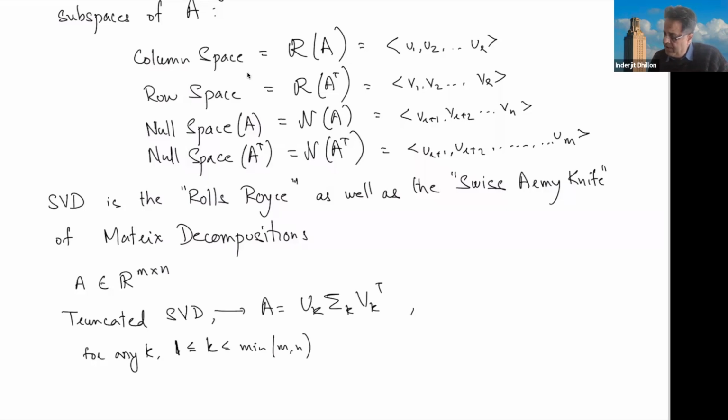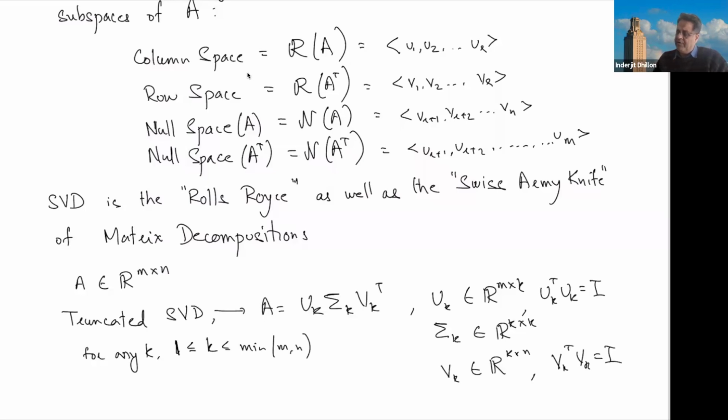Okay, and UK is M by K. It's orthogonal, so UK transpose UK is identity. Sigma K is K by K. And VK is N by K, with VK transpose VK identity.